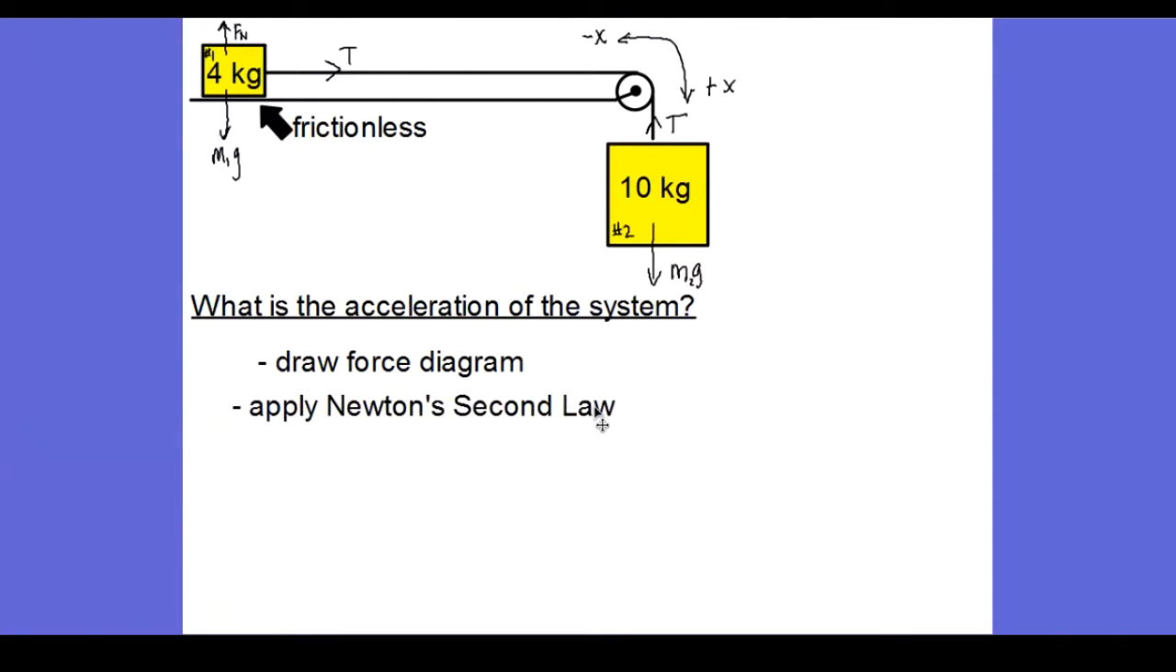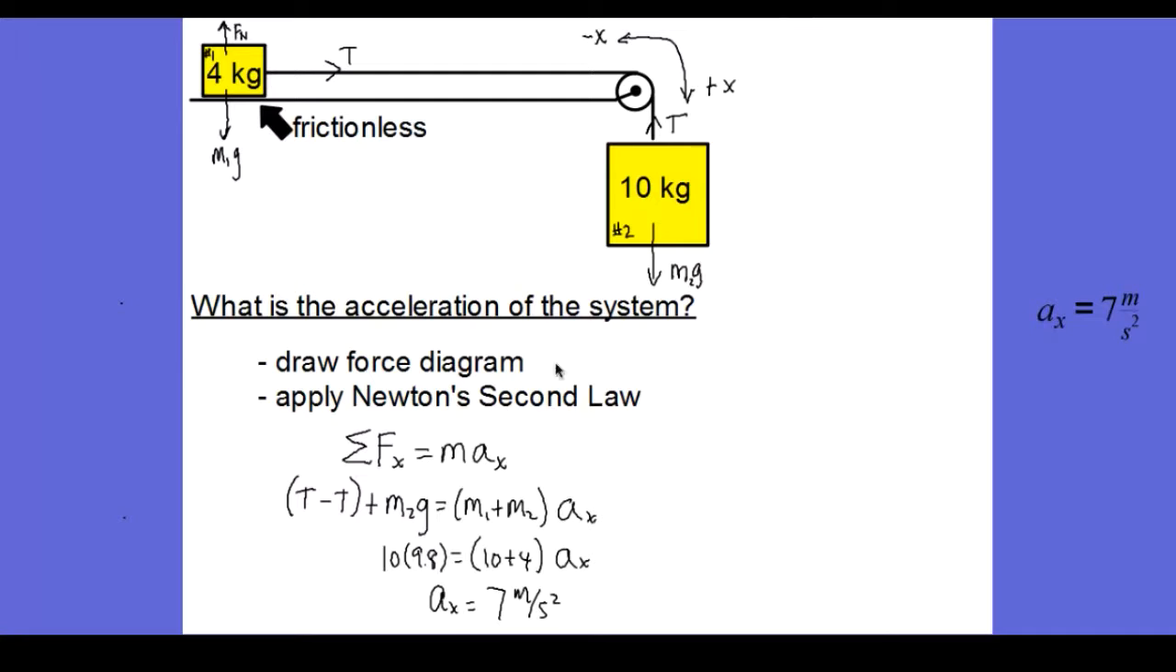So let's apply Newton's second law to figure out the acceleration. The sum of the forces in the x is equal to mass times acceleration in the x, and here we're going to let the tabletop be the x direction, and the pulley changes that direction of force so that we can say the 10 kilogram mass is also moving in the x direction. Here's my coordinate system here.